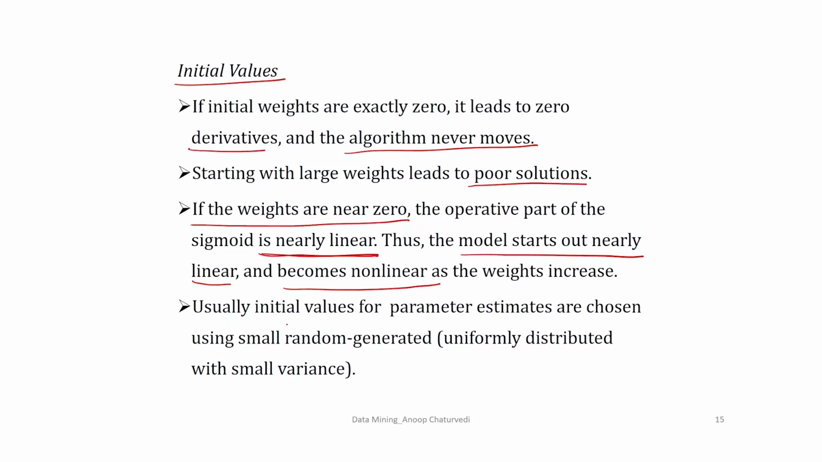Usually, initial values for the parameter estimates are chosen using a small random generator, say, a uniform distribution which has very small variance. So, you get small initial values of the parameters. We randomly generate the small initial values for the parameter estimates, and then we move further and update the weights.